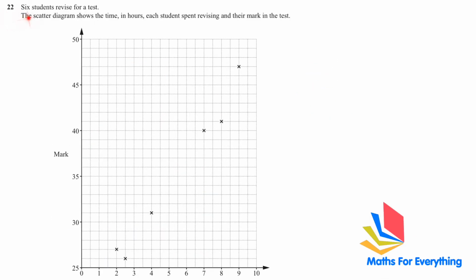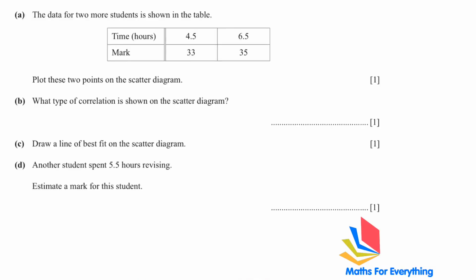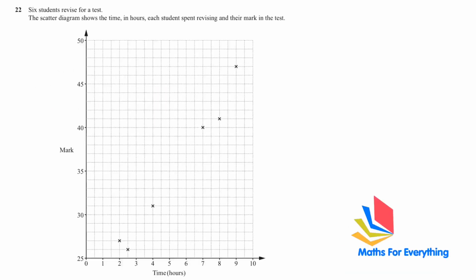Question number 22. 6 students revise for a test. The scatter diagram shows the time in hours each student spent revising and the marks in the test. So this is the mark and this is the time taken. The data of 2 more students is shown in the table. The time in hours is given to us and the marks. Plot these 2 points on the scatter diagram.